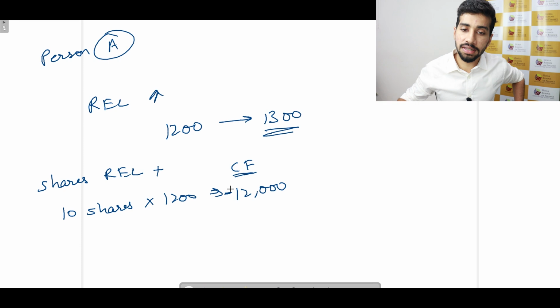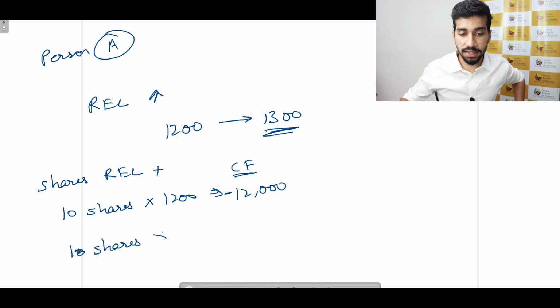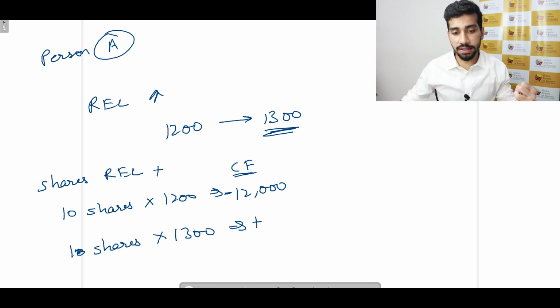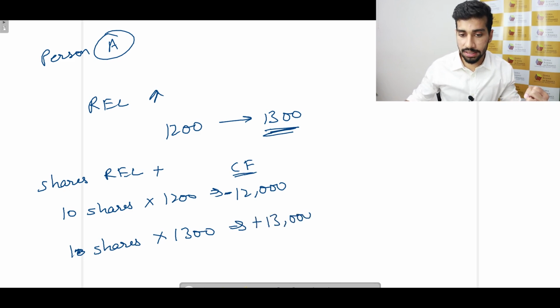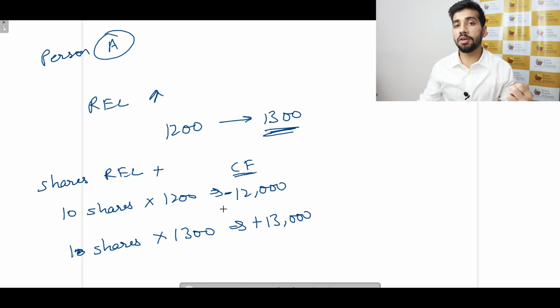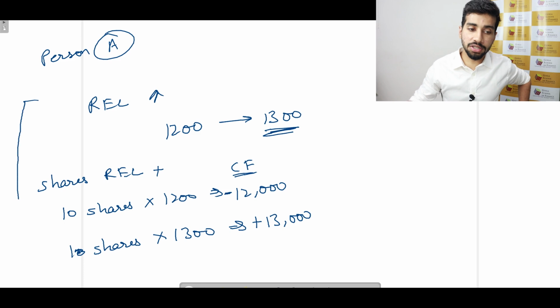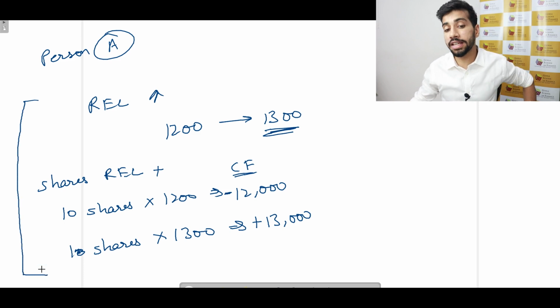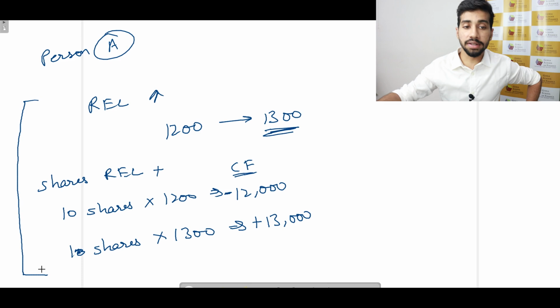And after a month, this price of 1300 actually does hit in the market and he sells 10 shares into 1300, and the amount he gets back is 13,000. And this is plus, why? Because now I am getting back my money. So this is a regular situation of a person who's saying that the market should go up in the next 1 month.